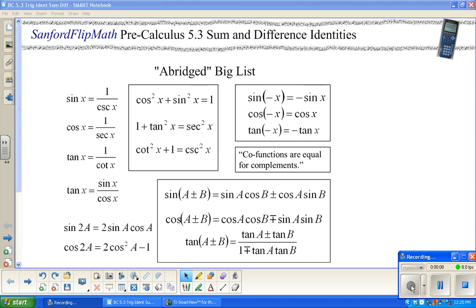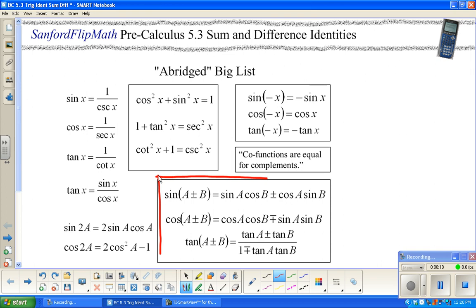We are in section 5.3, which is going to add on to our list for trig identities. In fact, we're going to add these three to the list. They are ugly, they are scary, and you need to know them.